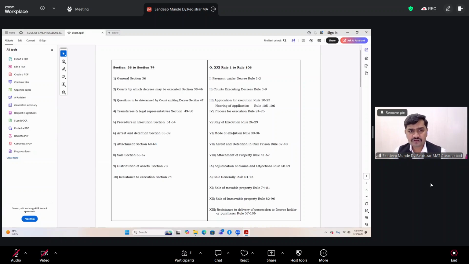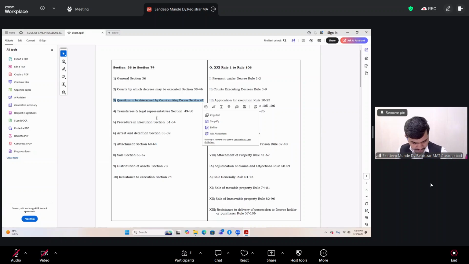Now, we will firstly come to the subheading 3, questions to be determined by the court executing decrees under section 47. So, section 47 and Rules 58 and 59 deal with regards to the questions to be determined as well as adjudication of claims and the objection.